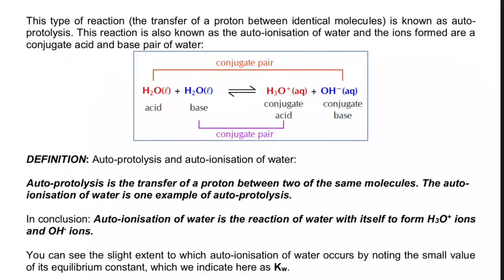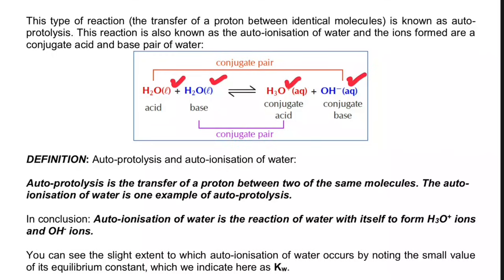Take a look at this reaction between H2O and H2O. We literally have H2O plus H2O. So what's going to happen? One H2O will act as an acid and the other one will act as a base. And then consequently, we have H3O+ and OH-. Right. H2O plus H2O to give us H3O+ and OH-.